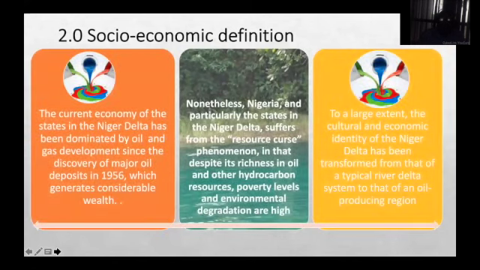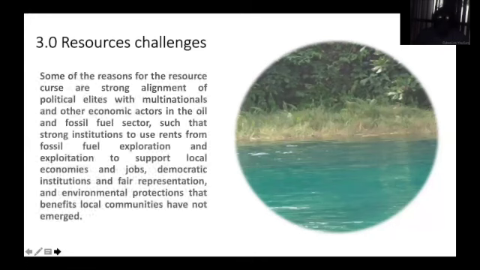Next slide, please. The current economy of the states in the Niger Delta area is dominated by oil and gas development since the discovery of major oil deposits in 1956, which generates considerable wealth for the country. Nonetheless, Nigeria, and particularly the states in the Niger Delta region, suffer from the resource curse phenomenon, in that despite the richness in oil and gas and other hydrocarbon resources, poverty levels and environmental degradation continue rising on a daily basis. To a large extent, the culture and ways of the people have been converted from that of a riverine area to that of oil and gas culture. Next slide, please.